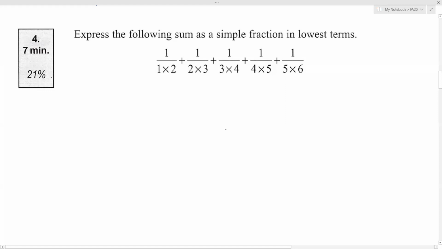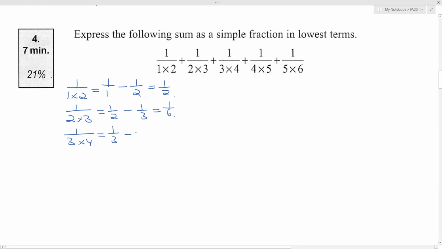Express the following sum as a simple fraction in lowest terms. So 1 over 1 times 2 is the same as 1 over 1 minus 1 over 2, because 1 over 1 minus 1 over 2 is just 1/2, right? Thank you, Sophie. So that's exactly the trick here. We can do the same for all of them. So that's the basic trick here.